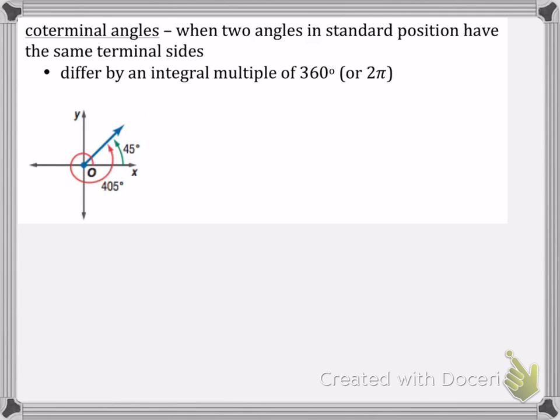Coterminal angles are two angles in standard position that have the same terminal side. For example, in this picture, 45 degrees is the green angle, and then 405 degrees is the red angle. But if you notice, they both start and end at the same spot. All they do is they differ by a multiple of 360 or 2 pi, if we're talking in terms of radians. Okay, so they would have the same value because they start and end at the same spot.